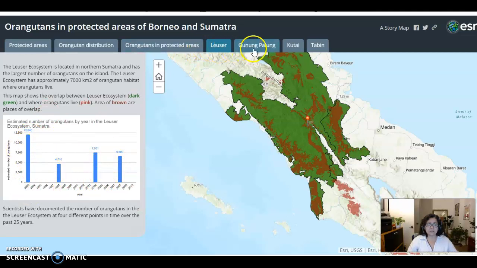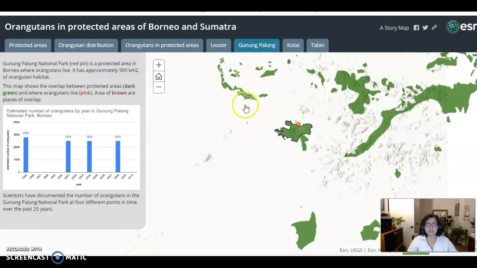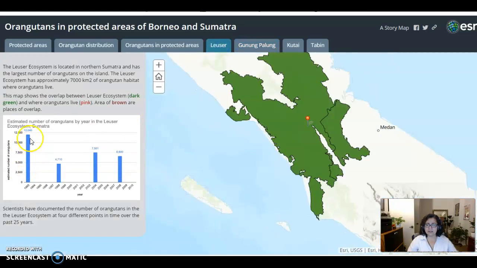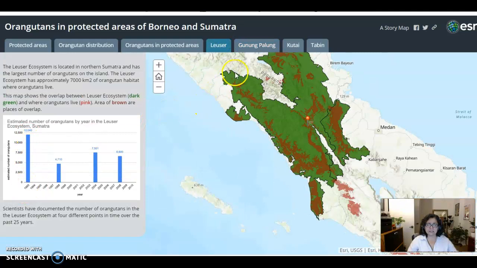Okay. Now, Gunung Palung, we want to see how much their population was, and you can see that the highest they had was 2,800, right? So far, Lusur still had the most, if we were to just look at one of the dates, okay?